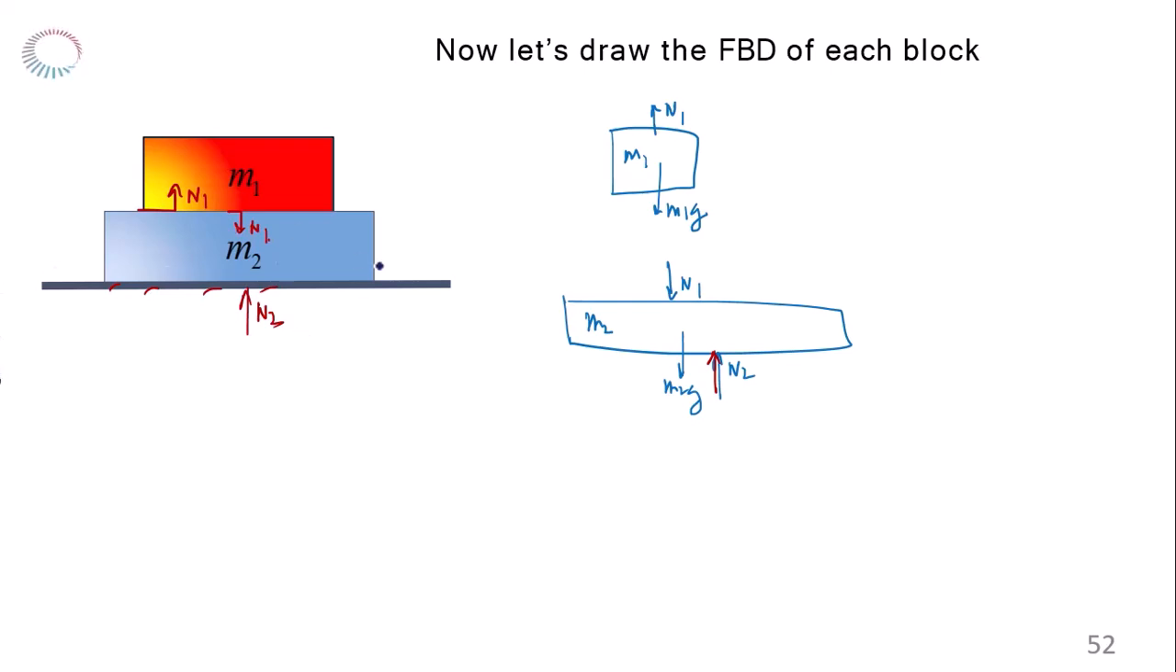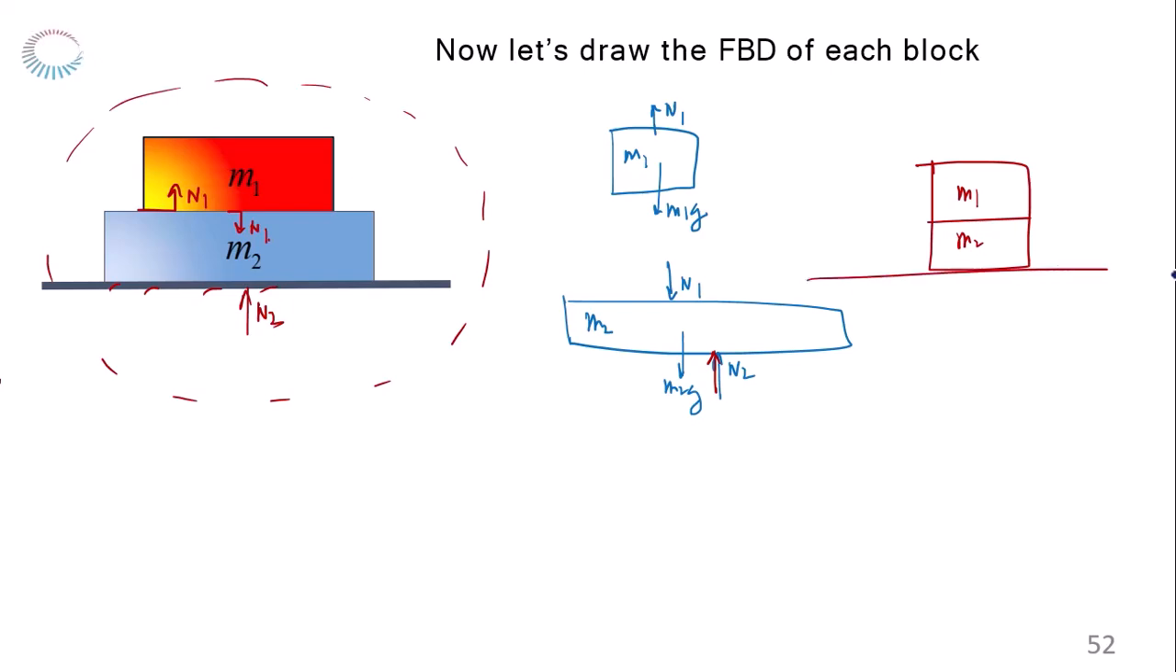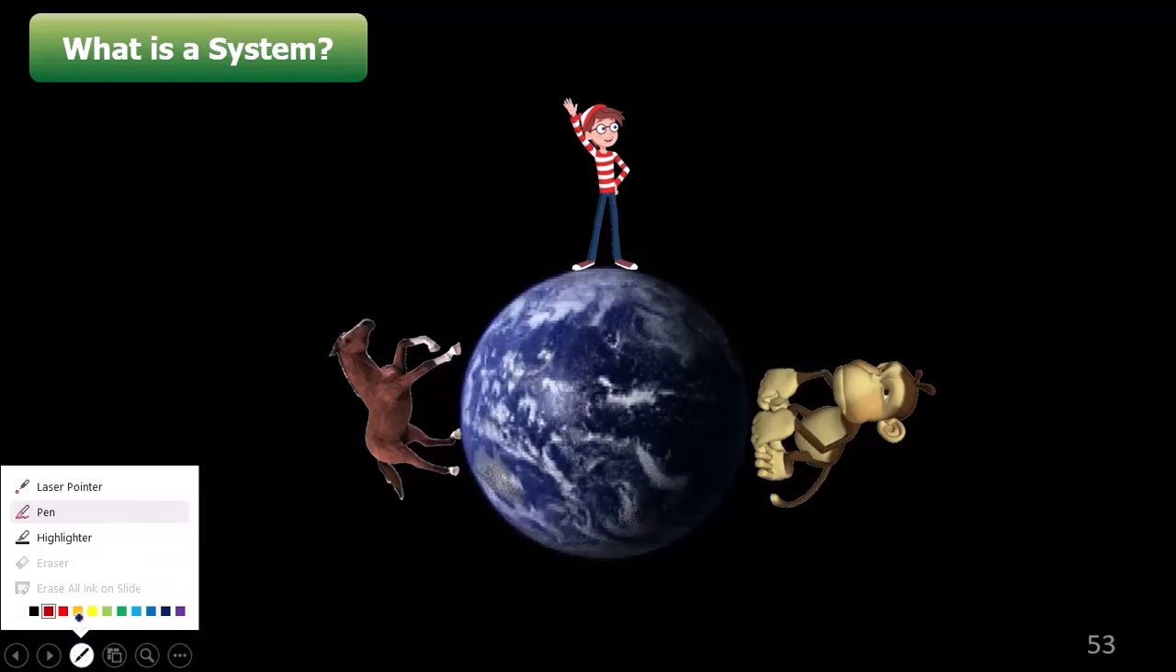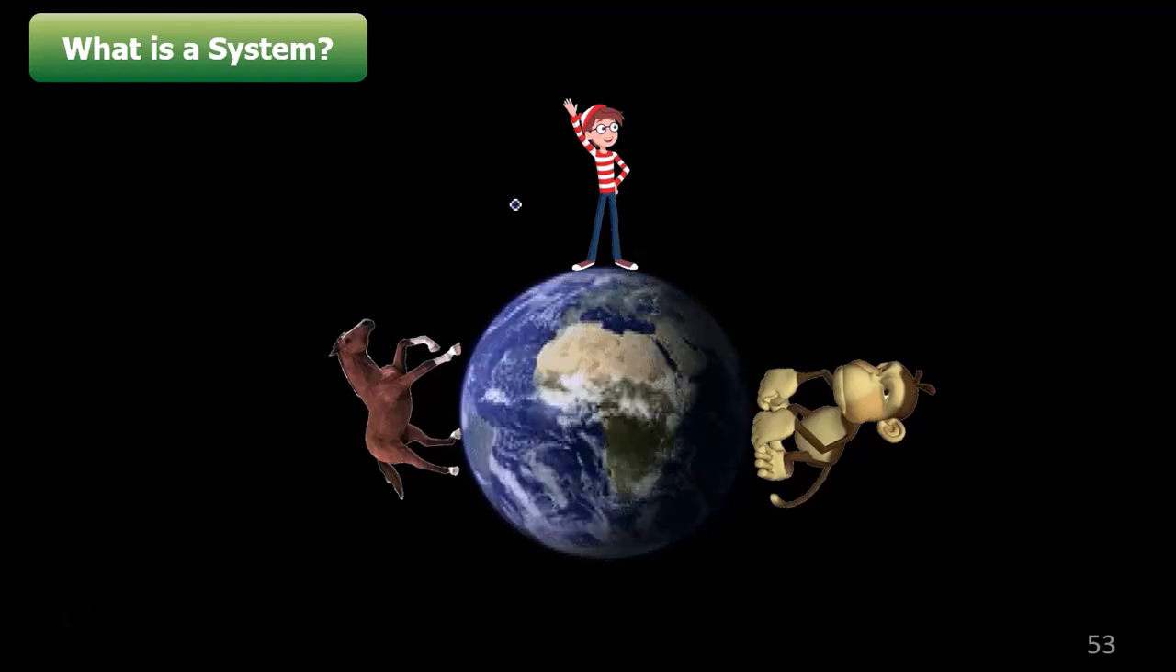So whenever an action reaction pair comes, if I combine the system and take them together, this action reaction force will always cancel. If I draw the free body of M1, M2 both together, now N1, N1 will cancel out. The only things are M1 plus M2 G acting downward, and the normal contact force acting upward, which is N2. Whenever I consider the combined system, the normal forces which are action reaction cancel out.